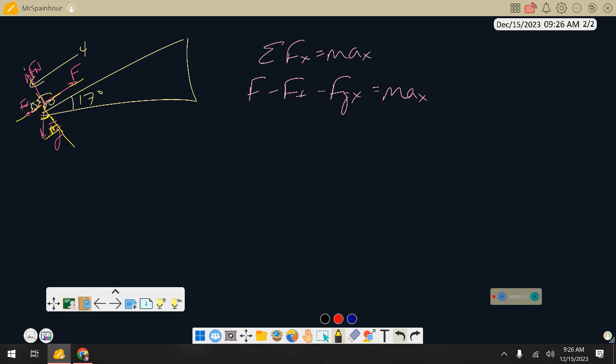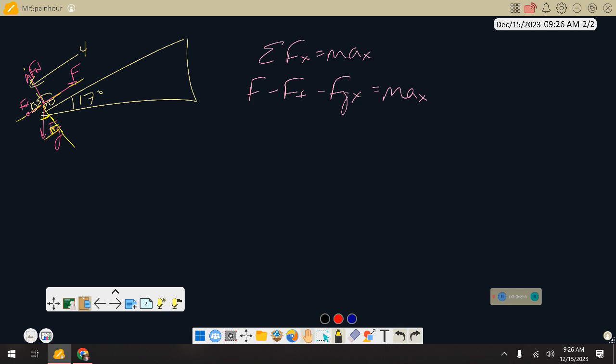Positive F, because it's straight there. Negative force friction, because it's straight there. And negative force gravity in the x, because this force is acting in the x in the negative direction, but it is not only in the x, it is also in the y. That's why we put that little x on there. Meaning, by the way, that technically this right here is the piece that you're actually looking at.